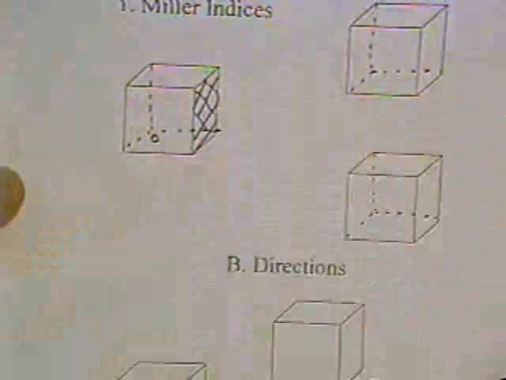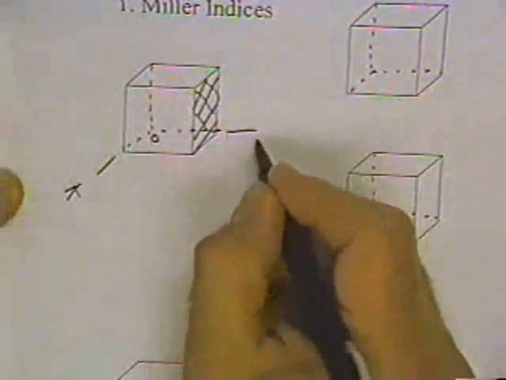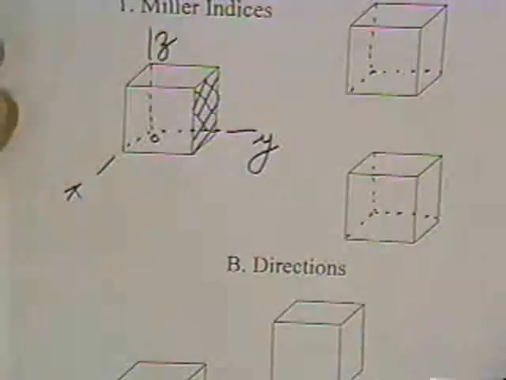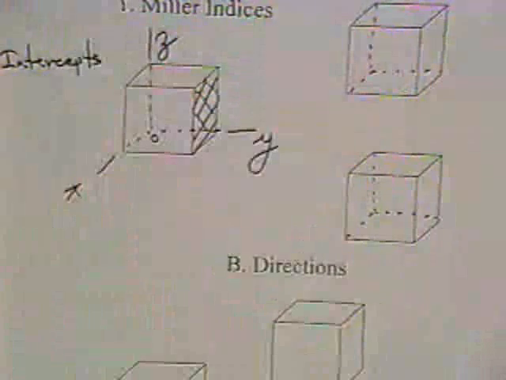Oh, and I guess we should define our axes. I'm going to let X come out towards us, Y here, and Z will come out the top. Now, with the Miller indices, the first thing you need to do is get the intercepts. What are the intercepts for this plane?